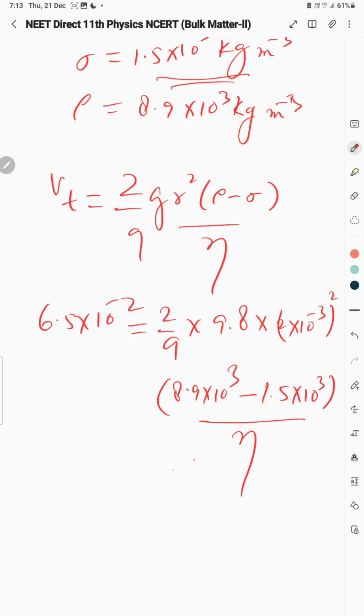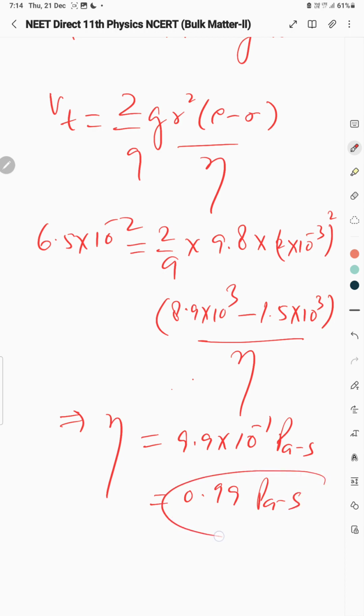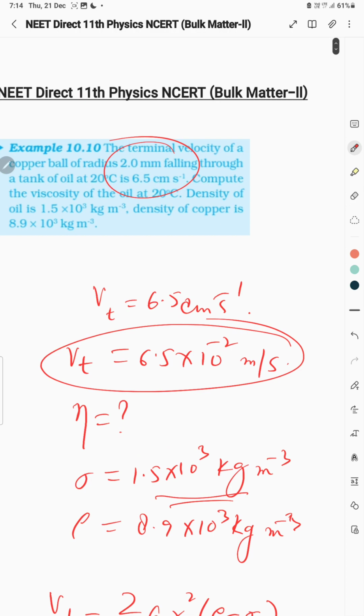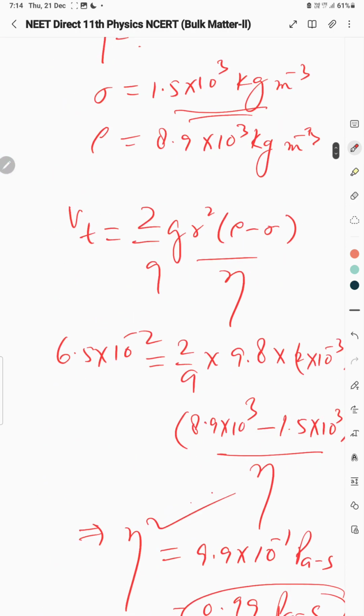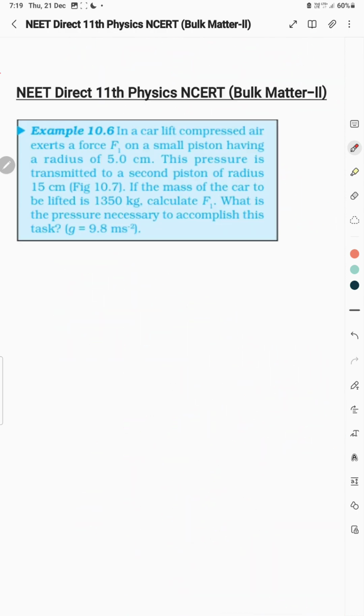On simplification, eta comes out to be 9.9 × 10^-1 Pascal second, which means it's 0.99 Pascal second. That is the answer for this problem. In other words, the viscosity of this oil is 0.99 Pascal second, right? Okay, now let's move on to the next example.